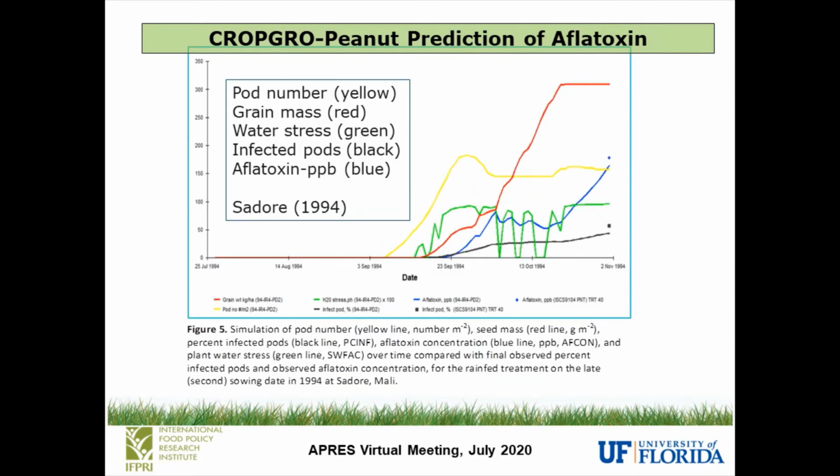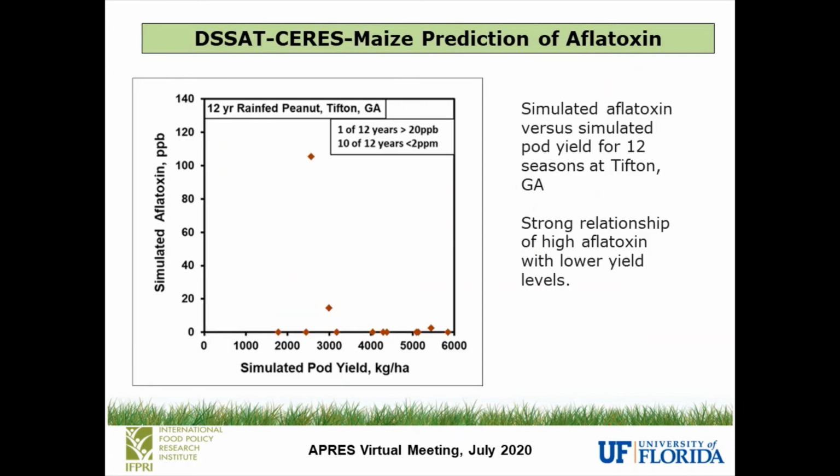This illustrates the prediction of pod number, blue, versus time, and the grain mass starting after that. And the green shows the water stress simulated by the crop model, and the black line is indicating infected pods, and then the blue illustrates aflatoxin increase in parts per billion over time for Sadore in 1994.